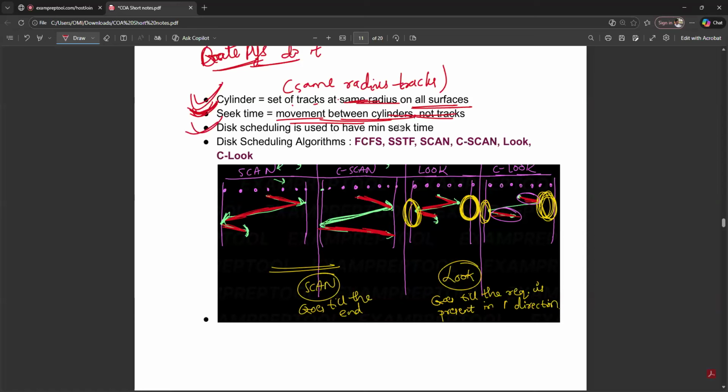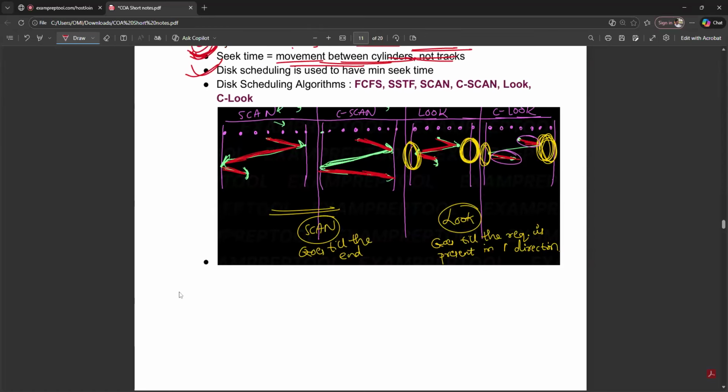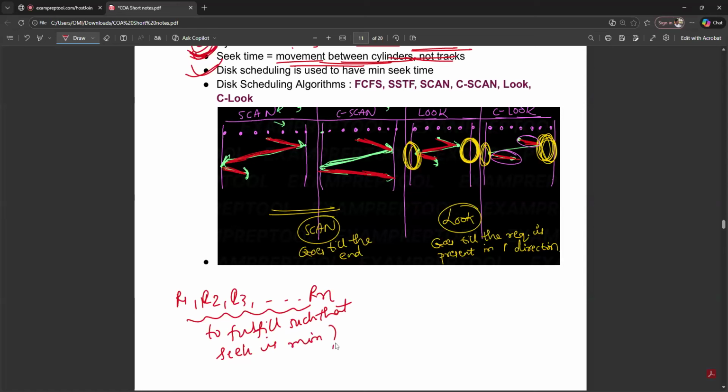Now disk scheduling is used to have minimum seek time, right? Disk scheduling is used here to minimize the seek time. So let's say you have many requests R1, R2, R3, R4, and Rn. In what way to fulfill them such that seek is minimum? So the disk scheduling algorithm comes into the picture.